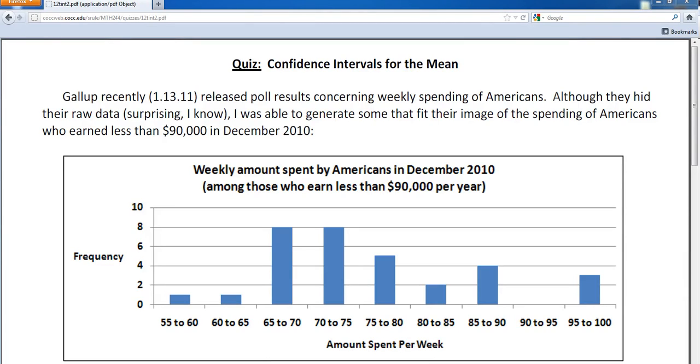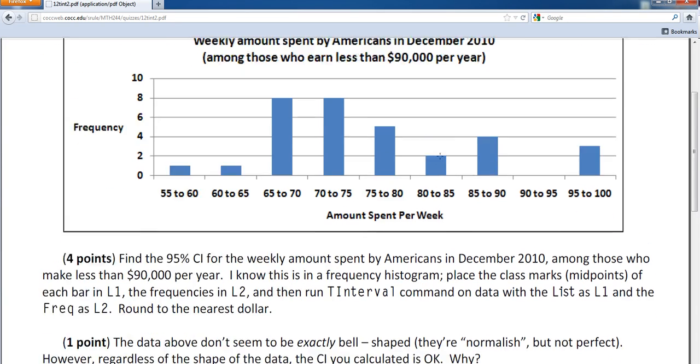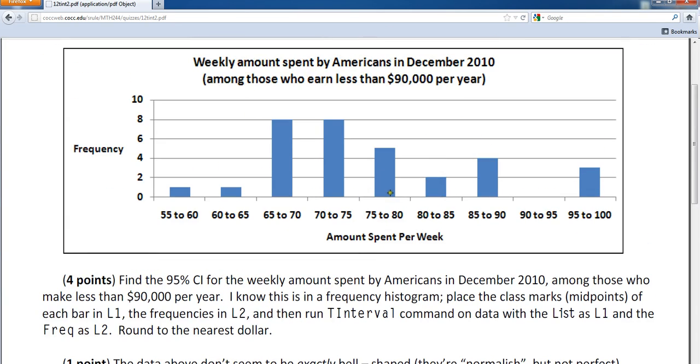Hey everybody, the purpose of this video is to walk us through some solutions for our confidence intervals, T intervals, for an average weekly amount spent by Americans in December 2010. Data is a little bit old now, but not the biggest deal. It's not so much the age of the data as it is the analysis. If we were trying to make predictions based on this, it'd be a different story, but it's just techniques. When we're learning a technique about how to make a T interval, it doesn't really matter that the data is 3.5 years old.